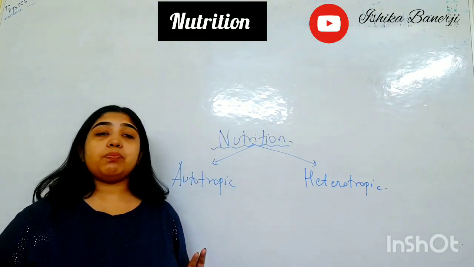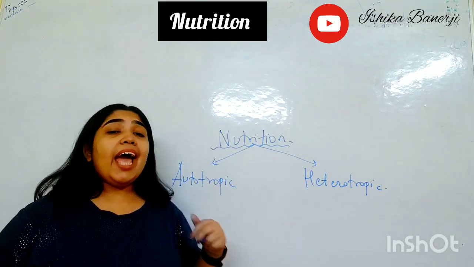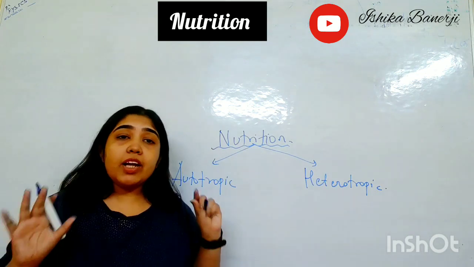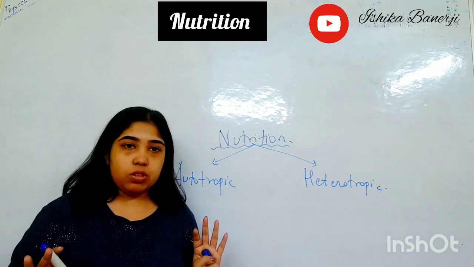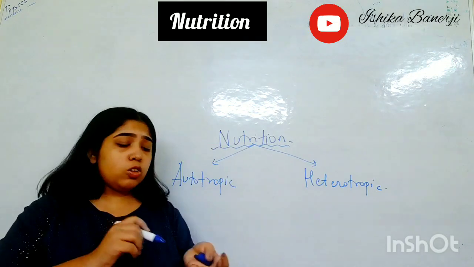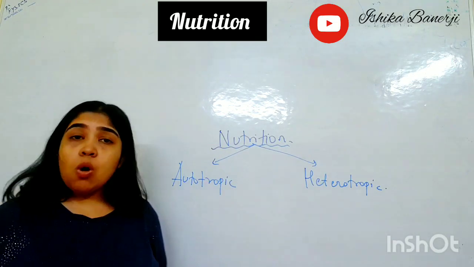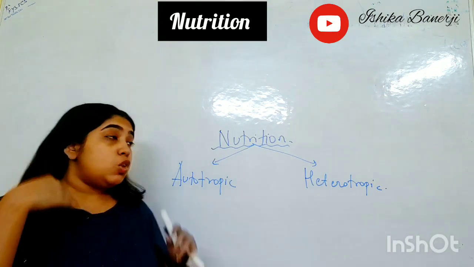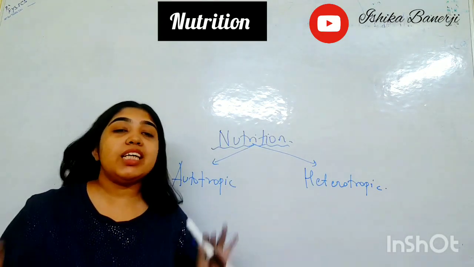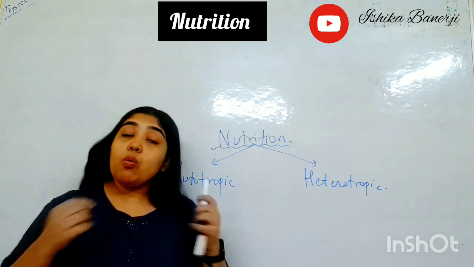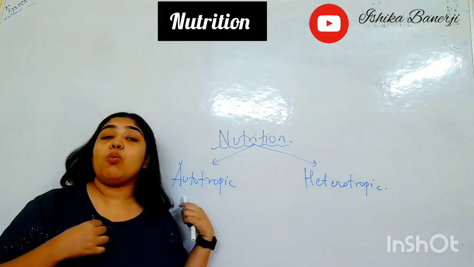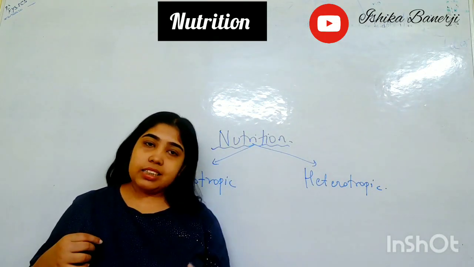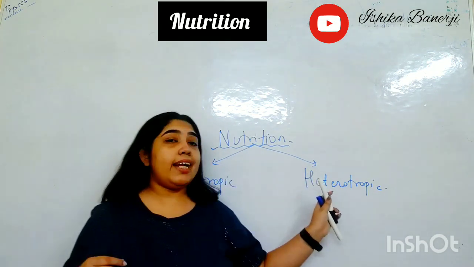Autotrophs are those organisms who can prepare their own food. They are not dependent on anybody for their food. They are self-sufficient. Are we humans autotrophs? No, we cannot make our own food. We are dependent on somebody else for our food. We are not autotrophs, we are heterotrophs.